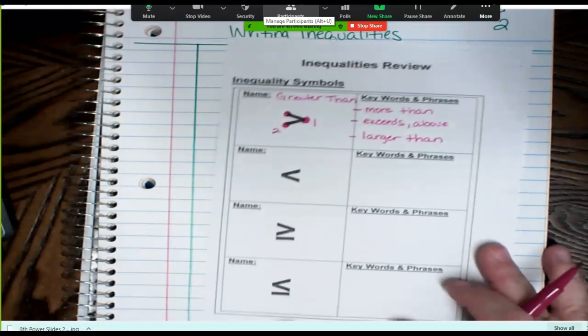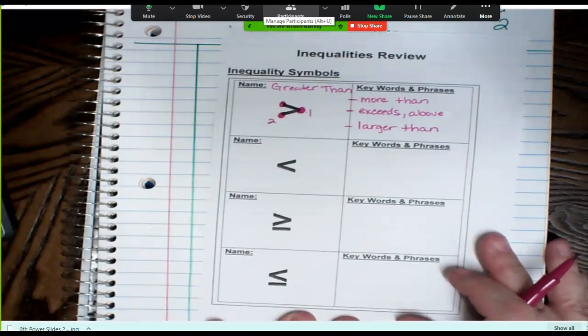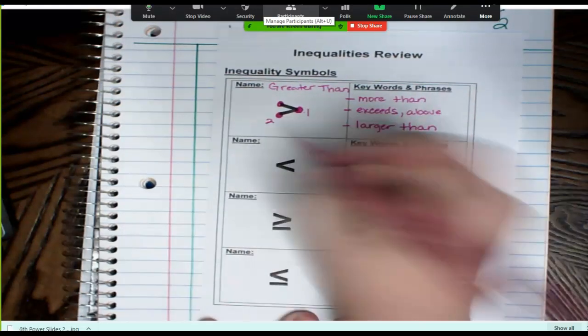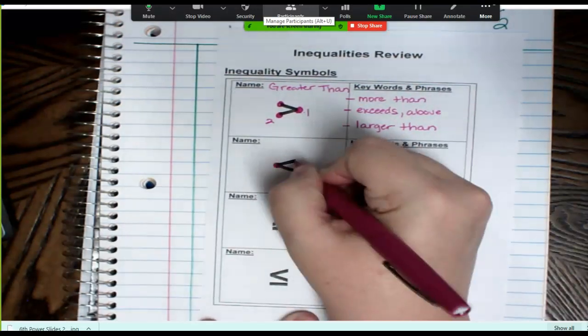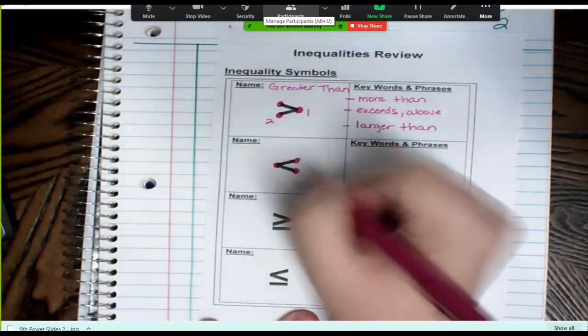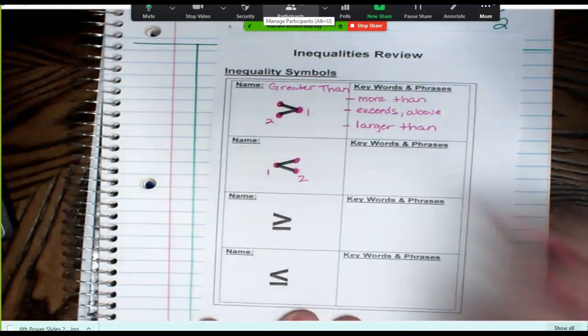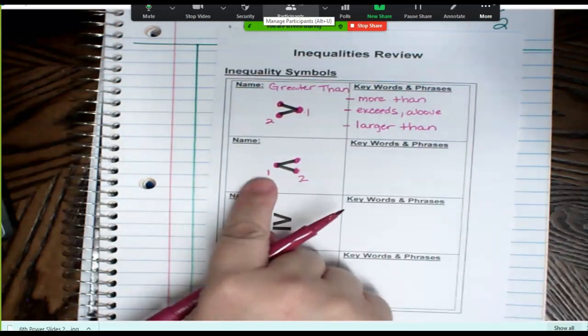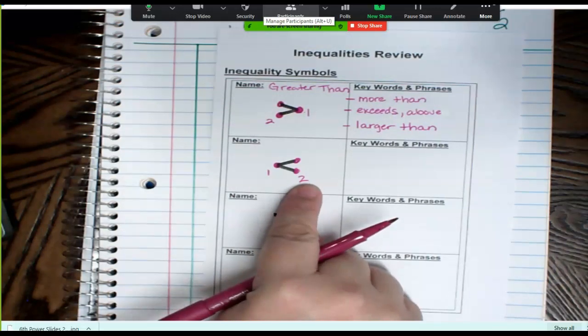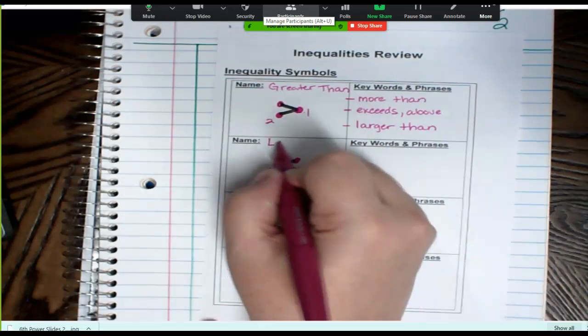Now, just like the greater than symbol, I can use this same strategy to name this symbol. I can use my dots. I have 1 dot on this side, 2 dots on this side. 1 is less than 2. So this is called less than.